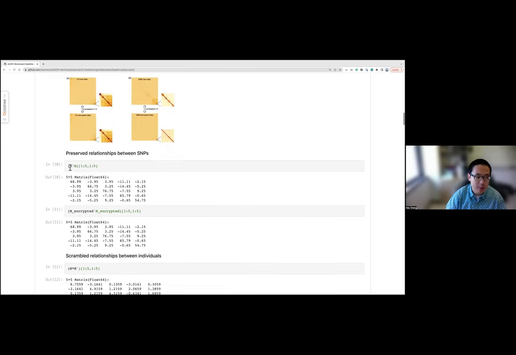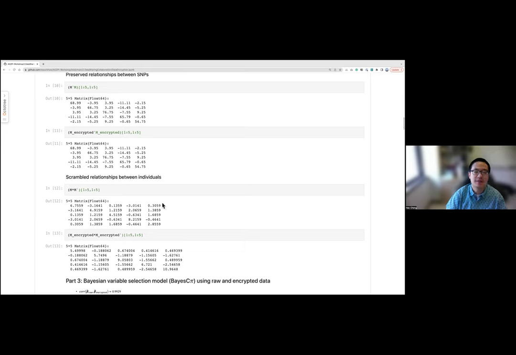Okay, so I do M transpose M. I also do M encrypted transpose M encrypted. So these two, the results from cell 10 and cell 11, they are the same. Because this is a big matrix, I just show you the first five rows and first five columns. If you have a look at it, they are exactly the same.